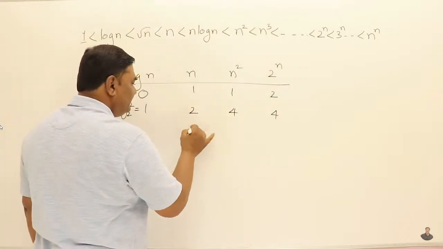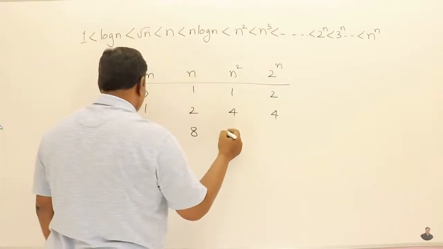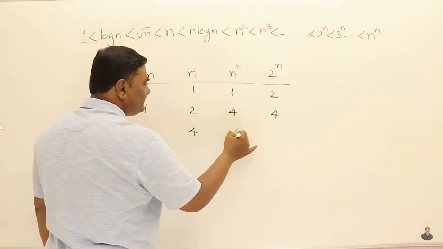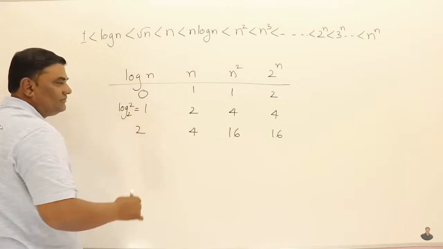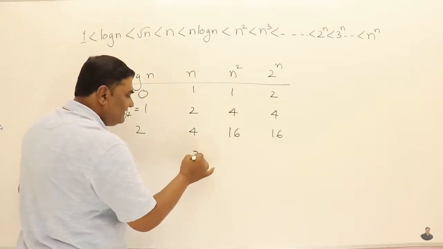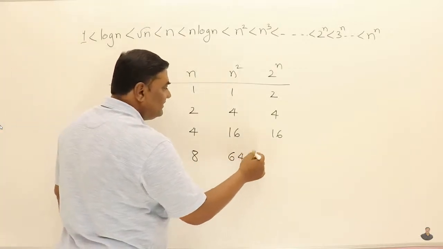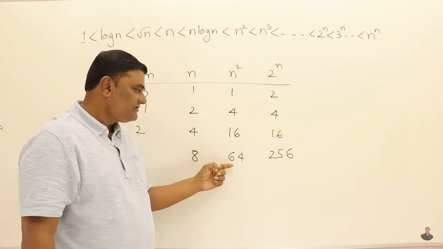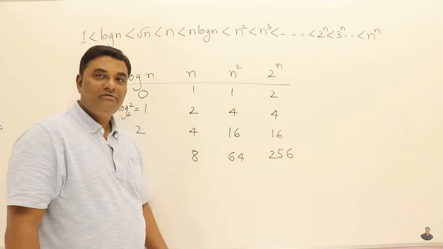If I take n value as 4, then this is 2, this will be 16, and 2 power 4 is also 16. If I take n value as 8, this will be 3, and this will be 64, and this is 2 power 8, that is 256. So you can see that there is a sudden change. See, I have taken 8 here, so this is slower growth and this is a very fast growth in the value. So that's 2 power n.